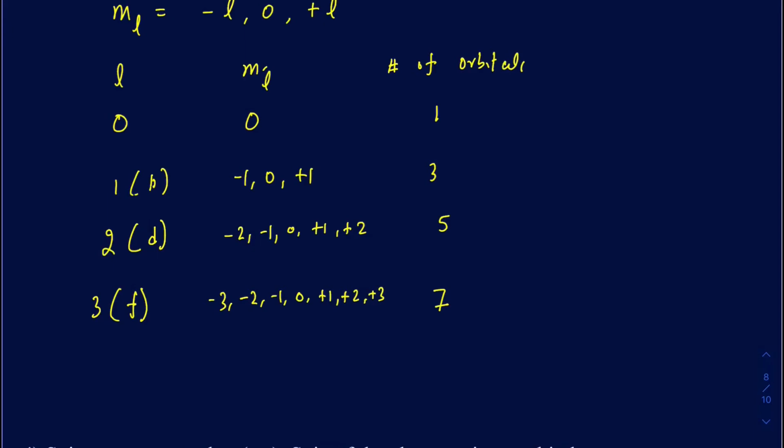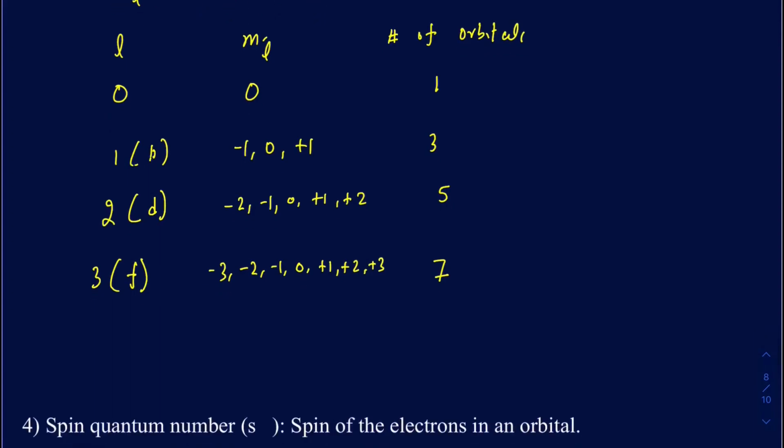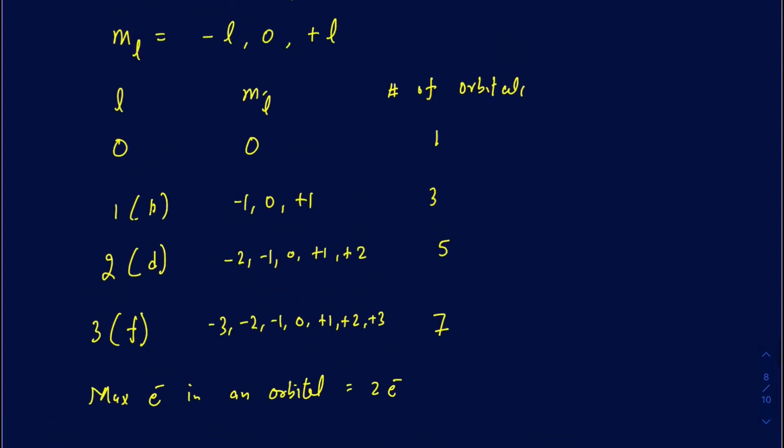Now, the other thing you want to know is that the max electrons that can be placed in an orbital would be 2. So if you can place 2 electrons maximum in a particular orbital, how many maximum electrons are you going to have in a particular subshell? Let's say we're talking about the s subshell here. Since you have only one orbital in there, it's going to have only 2 electrons in that subshell.